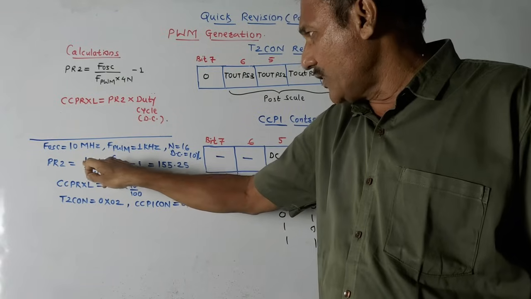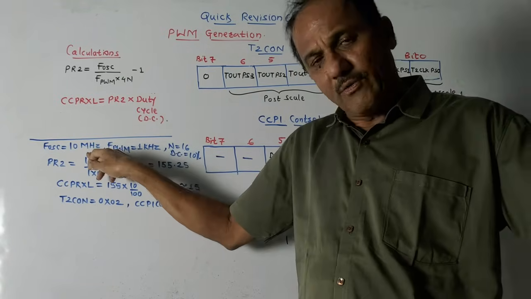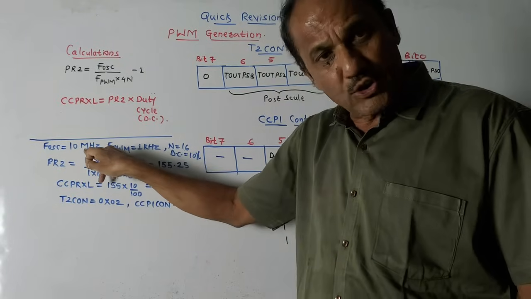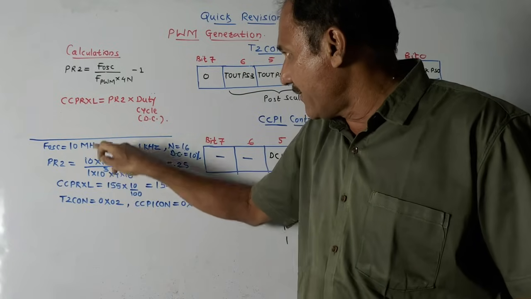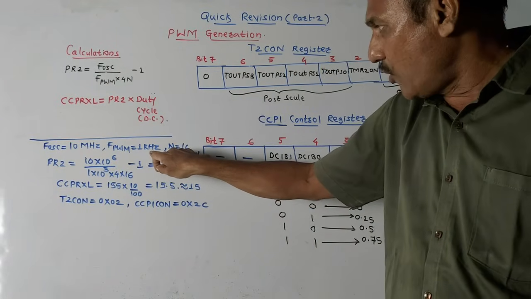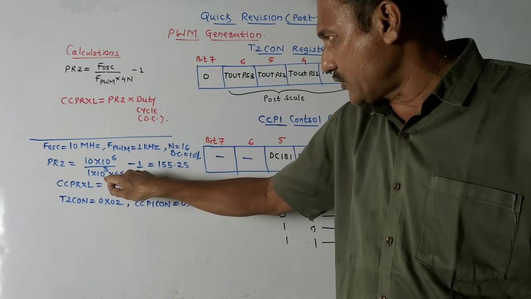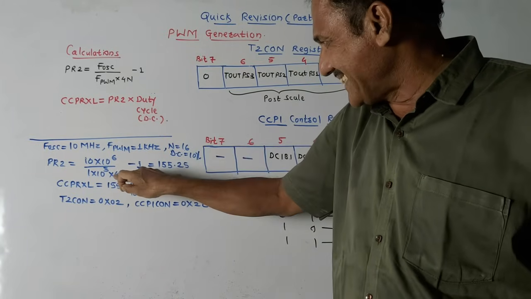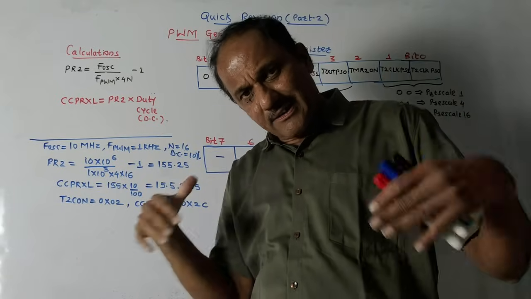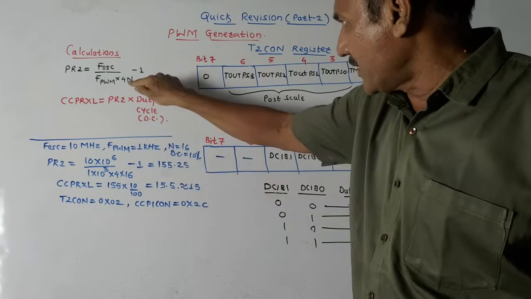So PR2: F oscillator is 10 MHz. If not given, we can assume this value, 10 MHz. So it is 10 into 10 raised to 6, because the given value is in MHz, divided by FPWM. We need to generate a PWM waveform of 1 kHz. So it is 1 into 10 raised to 3 into 4 as it is, because this is F oscillator upon 4. This value is internally divided before or without thinking of any prescaler. So this 4 term is there.